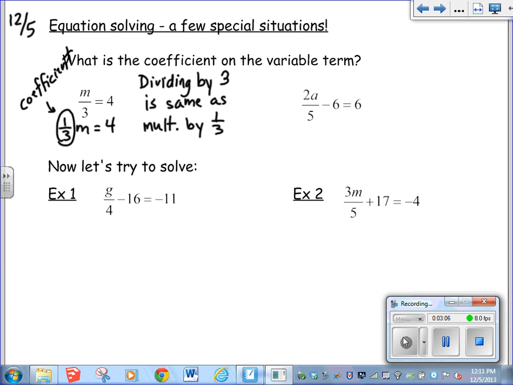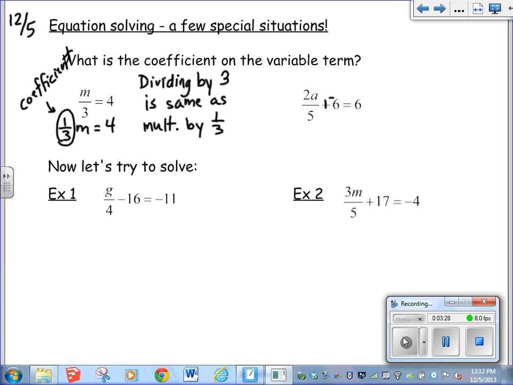On your right, 2a over 5 minus 6 equals 6. My first question for you is, what is the constant on the left side of the equation? What's the constant, Daryl? 6. 6, and even a little bit better than 6, Daryl? -6. Yeah, -6. All right, so that's easy. We got the -6 as the constant.